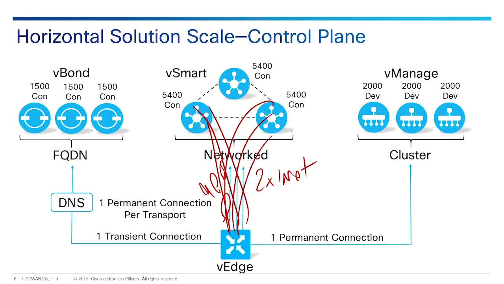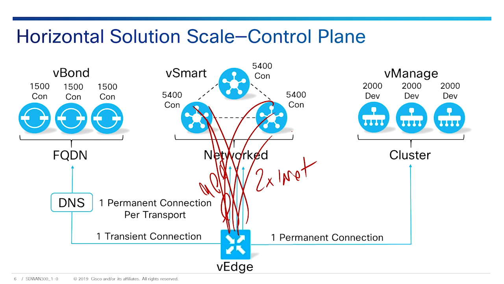Each vBond scales up to 1,500 connections each. If you need more than one vBond, DNS load balancing is required. You're going to have to do that DNS load balancing externally through a DNS load balancer. On the vEdge routers, you can configure a fully qualified domain name for vBond, the same as on the vSmart controllers, and let DNS balance between the vBond servers.